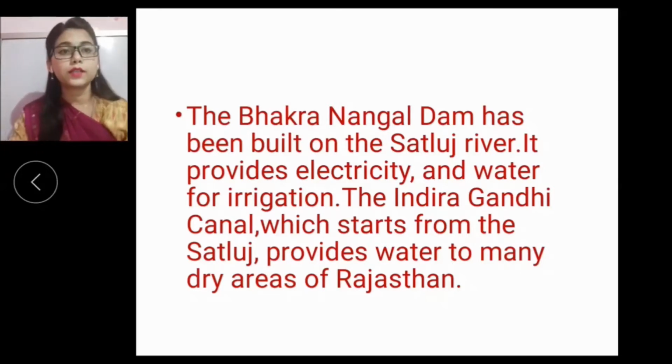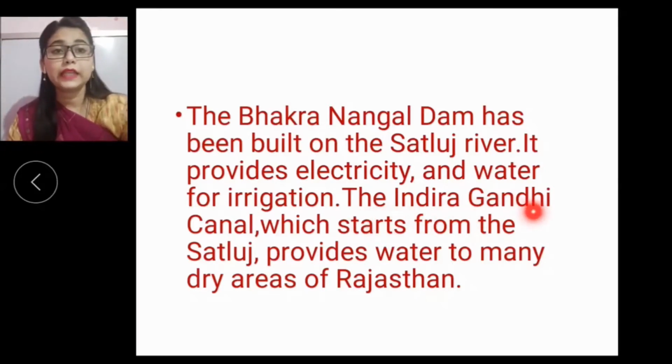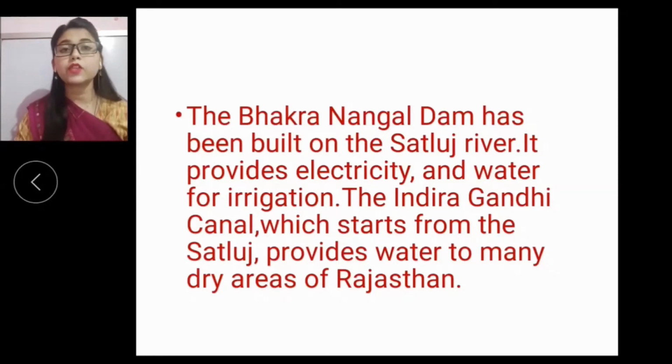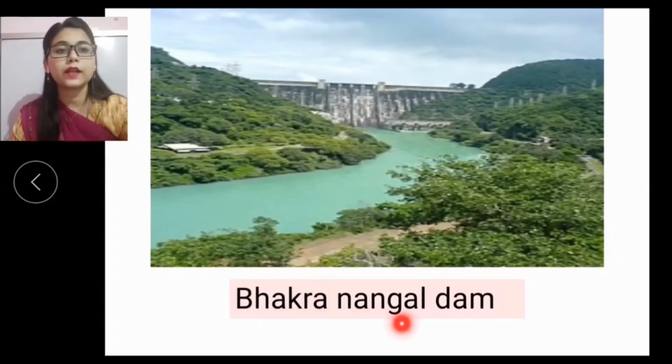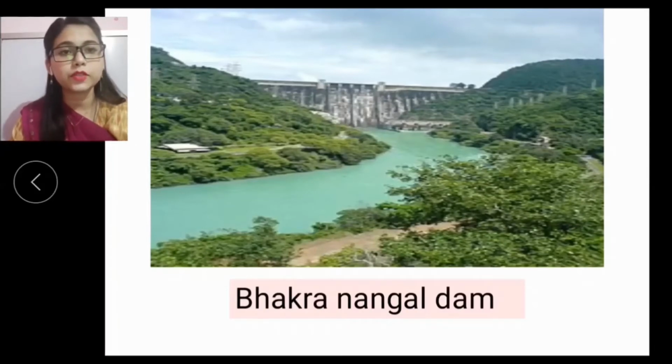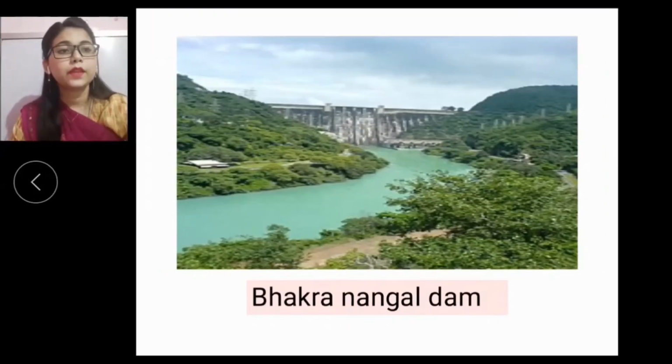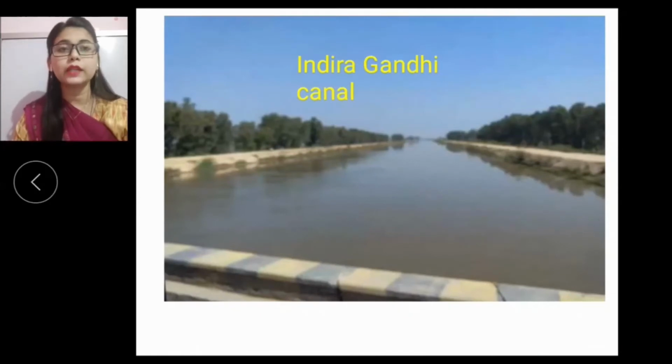The Indira Gandhi Canal starts from the Satluj and provides water to many dry areas of Rajasthan. As you know, in Rajasthan there is a severe shortage of water, so this Indira Gandhi Canal helps Rajasthan in many ways. Here I am showing you this picture of the Bhakra Nangal Dam, the dam. Now let's move further. I want to show you the Indira Gandhi Canal, which provides water to the dry areas of Rajasthan.